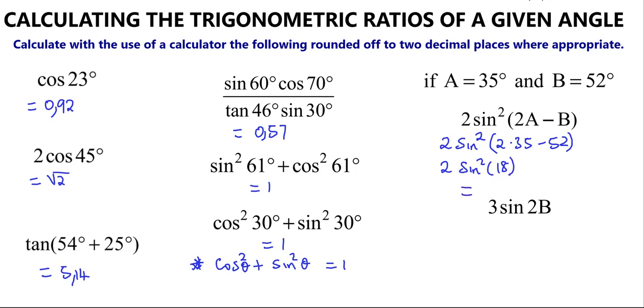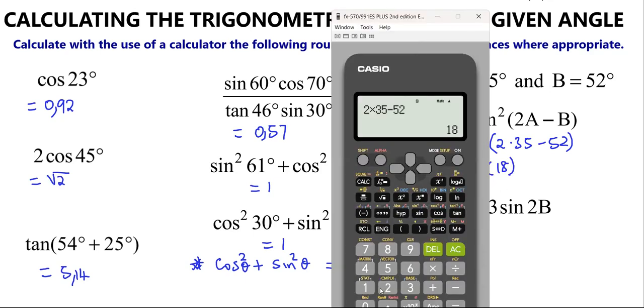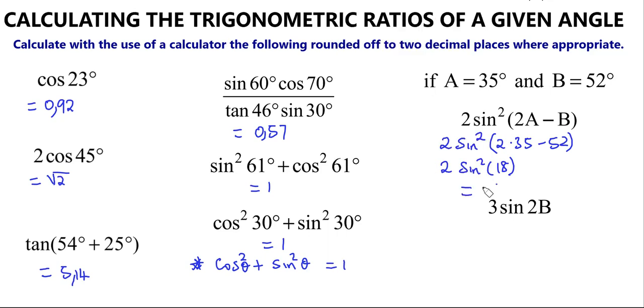And what do we get from there? So it's 2 sine 18, close the bracket, squared. Then you have to get 0.19. That becomes our answer there.